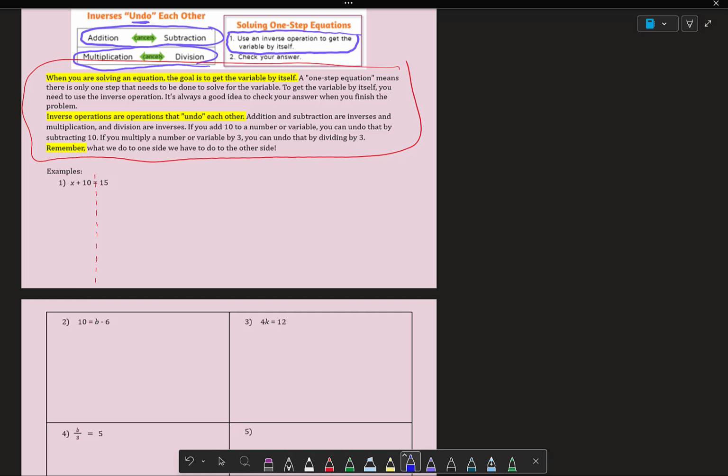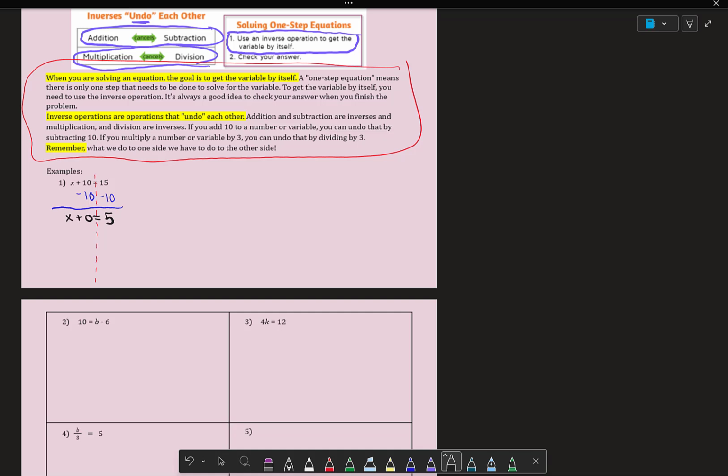And right now, a 10 is being added to that x. So to undo that operation, we're going to subtract 10. But we can't just subtract 10 on the left side of that vertical line. We have to do it on the right side as well. So whatever you do to one side of an equation, you have to do to the other. So 10 minus 10, of course, gives us 0. So we're left with x plus 0 equals 15 minus 10 is 5.